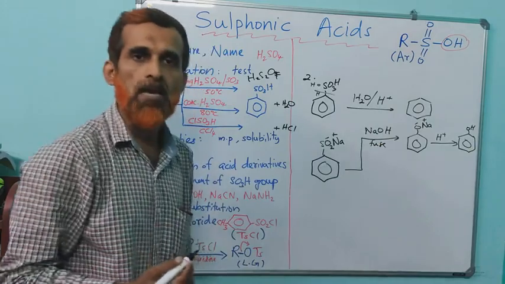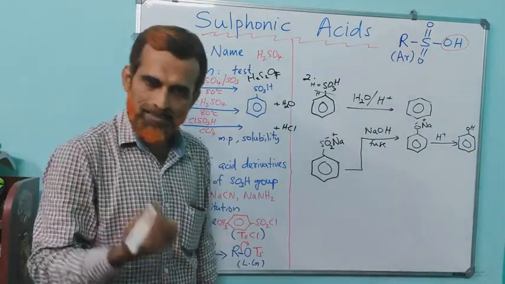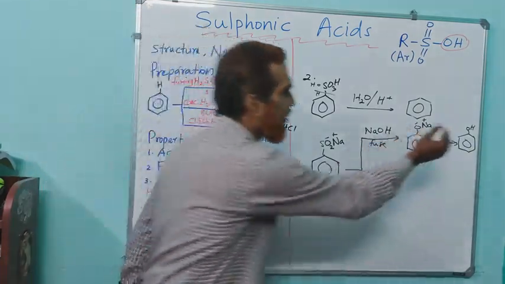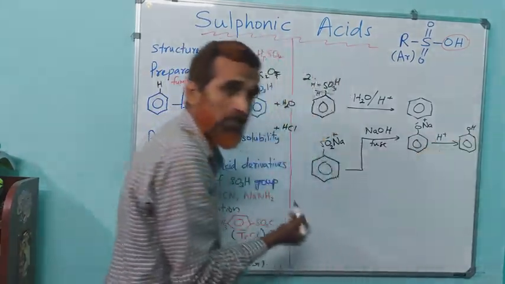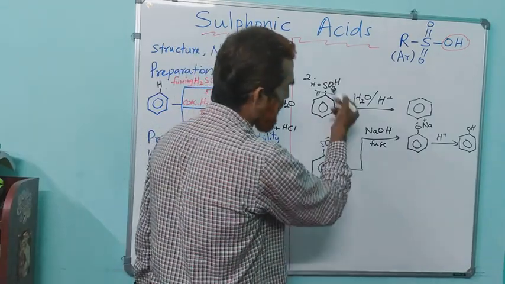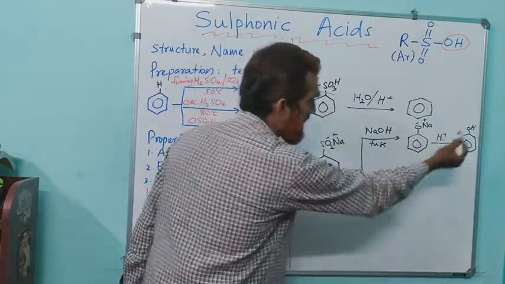Suppose you have a conversion, benzene into phenol. You write a question: convert benzene into phenol. It's not easy, substituting H by OH. So this is a good route. Change into sulfonic acid. Do sulfonation followed by this reaction.